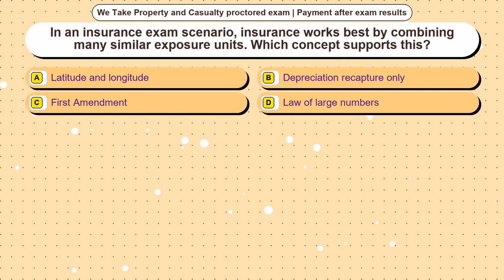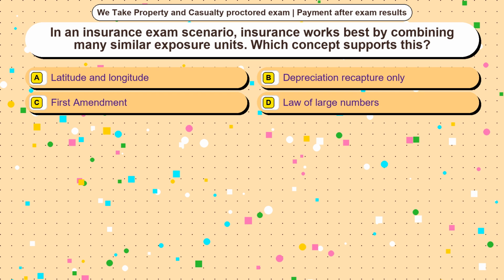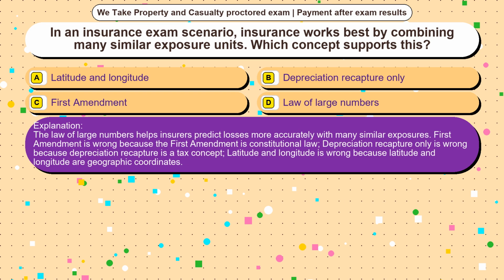Question 19. In an insurance exam scenario, insurance works best by combining many similar exposure units. Which concept supports this? Option A, latitude and longitude. Option B, depreciation recapture only. Option C, First Amendment. Option D, the law of large numbers. The correct answer is option D. The law of large numbers helps insurers predict losses more accurately with many similar exposures. First Amendment is wrong because the First Amendment is constitutional law. Depreciation recapture only is wrong because depreciation recapture is a tax concept. Latitude and longitude is wrong because latitude and longitude are geographic coordinates.